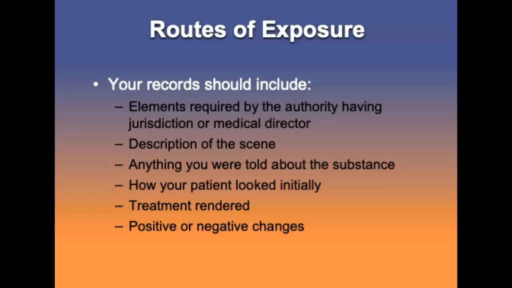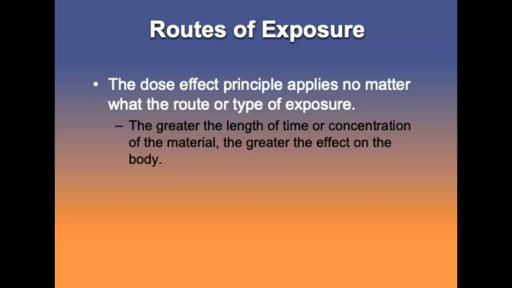Your records should indicate the elements required by the authority having jurisdiction or medical director: a description of the scene, anything you were told about the substance, how your patient looked initially, treatment rendered, and the positive or negative changes since the initial contact. The dose effect principle applies no matter what the route or type of exposure is. The greater the length of time or the greater the concentration of the material, the greater the probability of effect on the body. The cycle of poison action includes absorption, delivery to target organs, binding to those organs, and the biotransformation and elimination of the toxin through the GI tract, kidney, or respiratory systems.